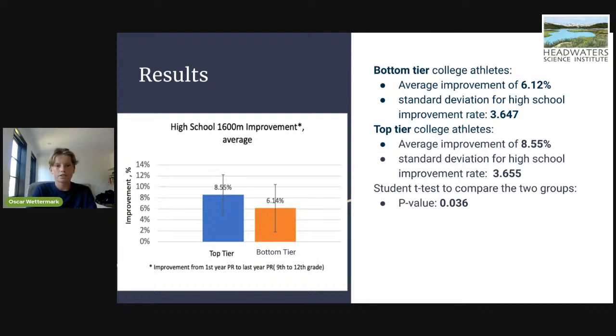For the top tier college athletes, they improved 8.55%, which is the blue bar there. And the standard deviation for them was 3.655. And the t-test to compare the two groups, we got a p-value of 0.036, which is below 0.05, meaning that the results are significant. And this little bar that you see on top of the blue and orange bars, that is the standard deviation.